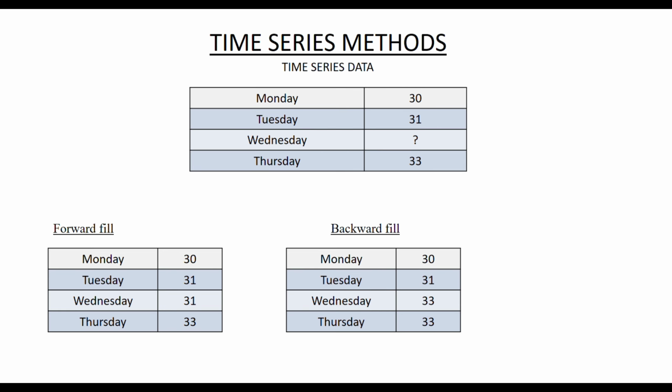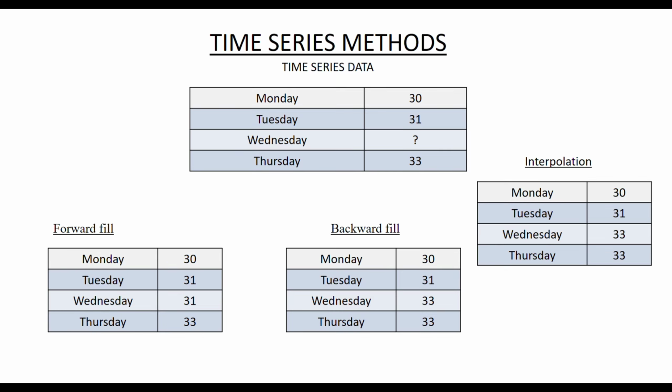The second one is backward fill. In this case, we will use the next available value. So if Thursday temperature is 33, we may use 33 for the missing Wednesday value. Another technique is interpolation. Instead of simply copying the previous or next value, interpolation estimates a value based on the surrounding observations. For example, if Tuesday is 31 and Thursday is 33, we may estimate Wednesday to be approximately 32.